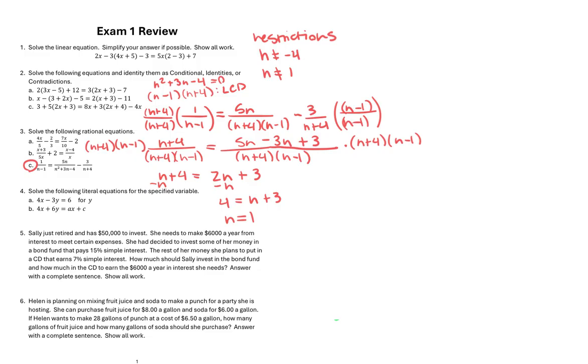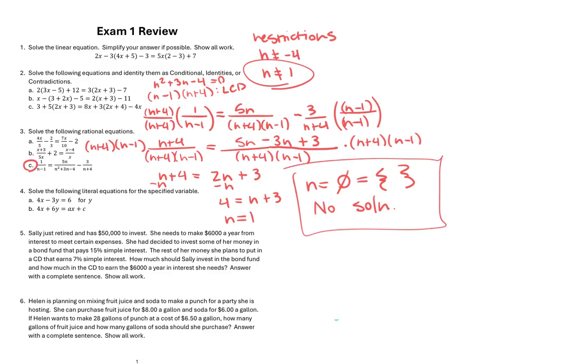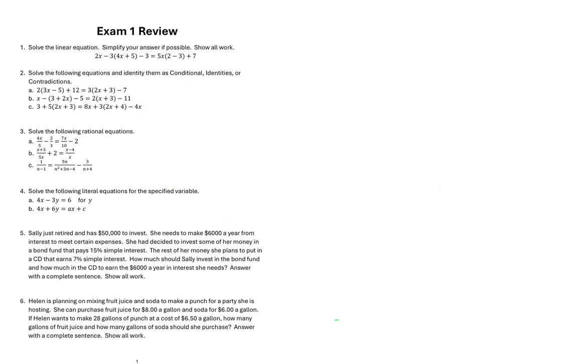Hold on. Wait a minute. We said that n cannot equal 1 because that's one of our restrictions. Oh no. Okay, so n has no solutions. We can write n as the empty set. We can also write the empty set like this, but it has no solutions. So this is just a bunch of ways that you can say there are no solutions for n. Okay, great job.